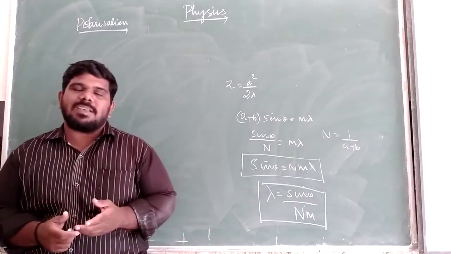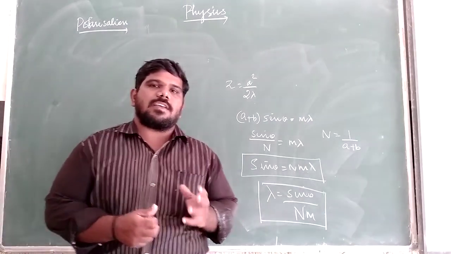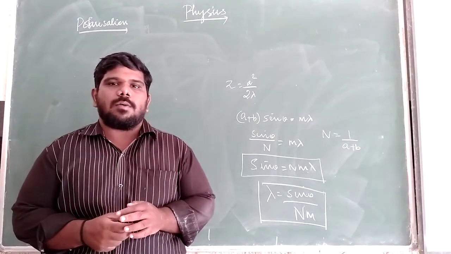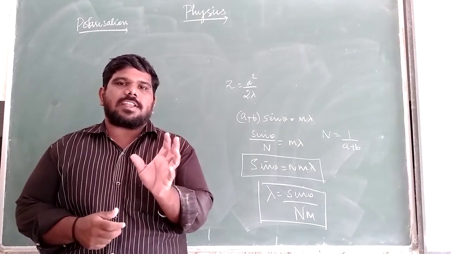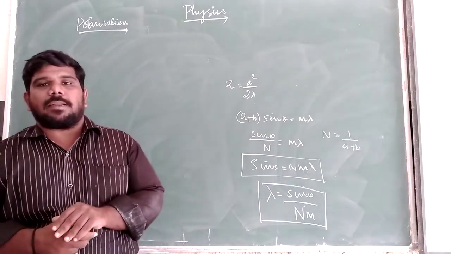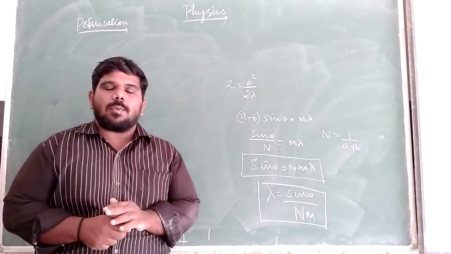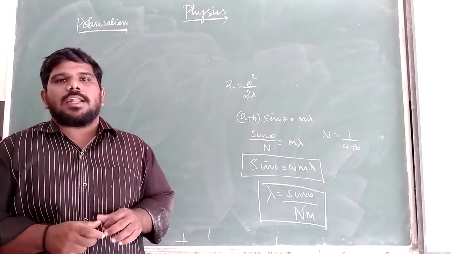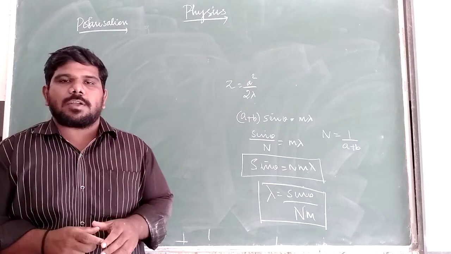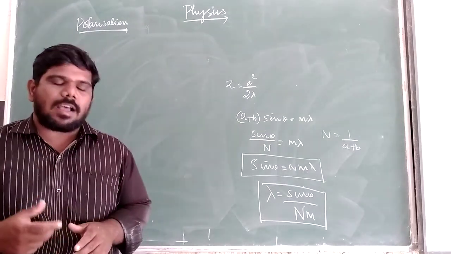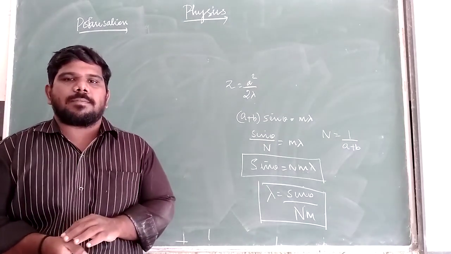So what is polarization? Polarization is the restricting of vibration of light to one plane, perpendicular to the direction of propagation. Then it is called polarization.